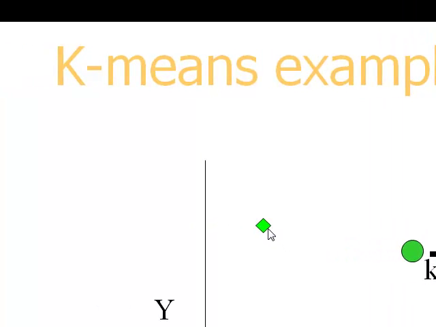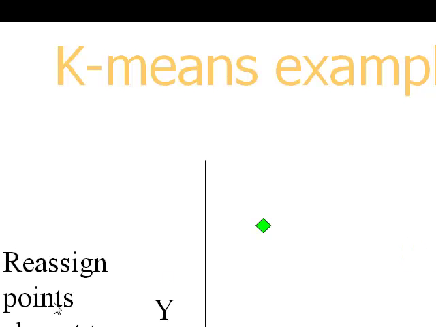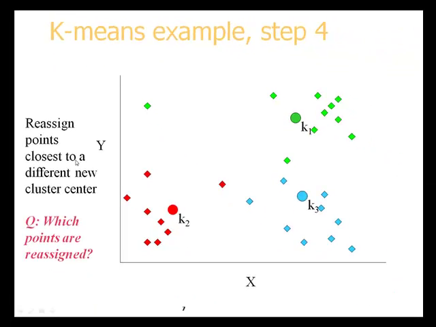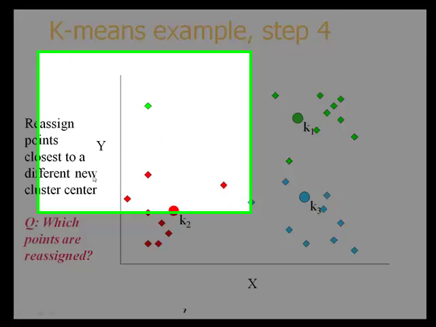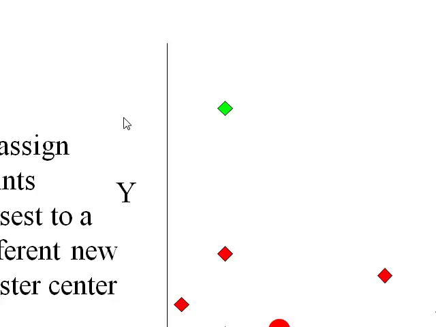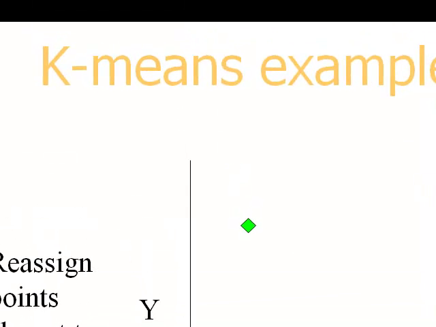So what we want to do is recalculate which dots belong to which cluster. So reassign points closest to a different new cluster center. So which points do you think might be reassigned? So maybe this one, and I don't know which other ones.